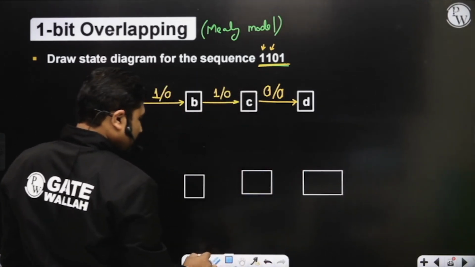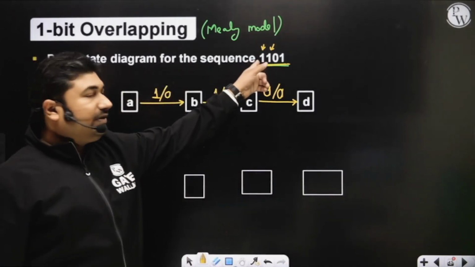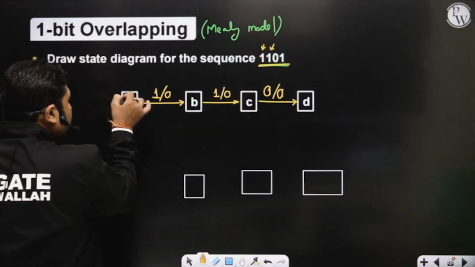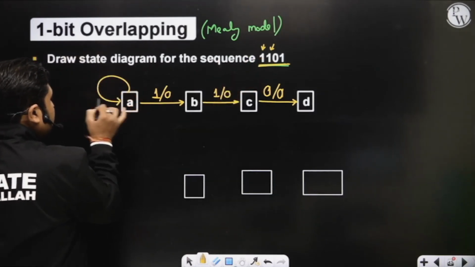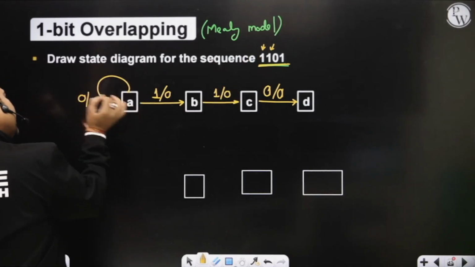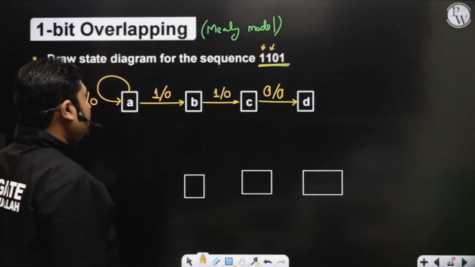Now please observe. If you are at state A and you receive x equal to 0, it means the required sequence is not detected. So you will remain in state A and output is 0.